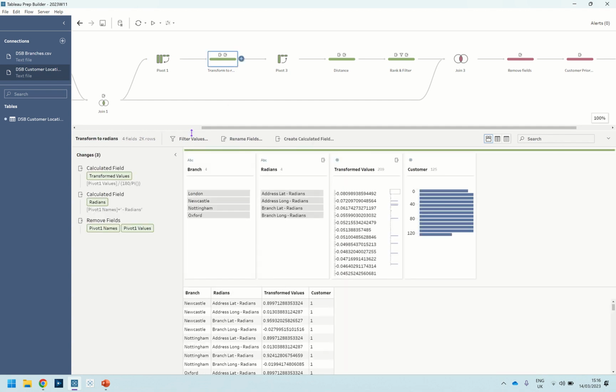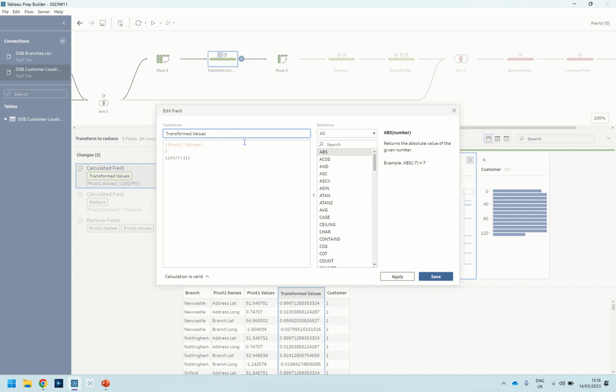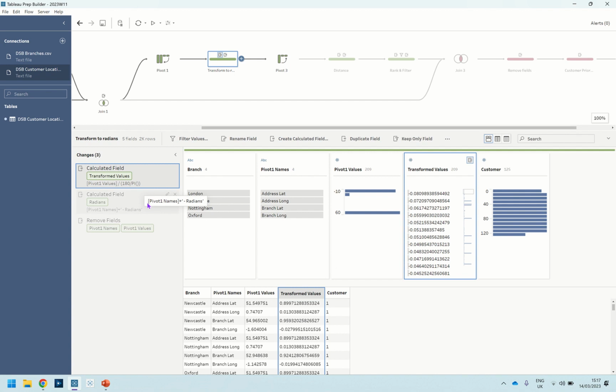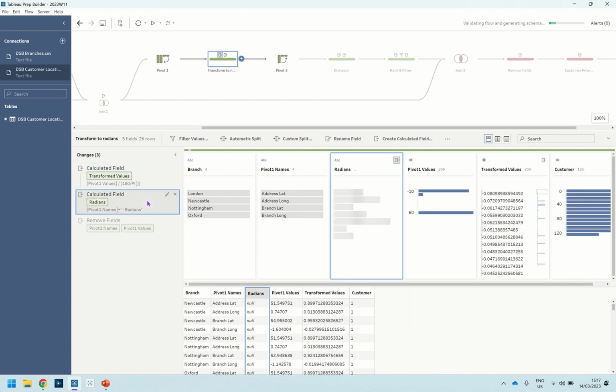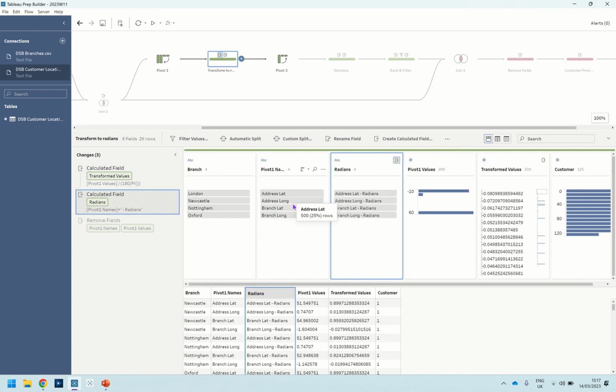And then write 1 calculation basically. So in the calculated field called transformed values, all I do is I divide my values that I pivoted by 180 divided by pi. I didn't know until recently that pi was in Tableau Prep, but there it is to work with, which is pretty cool. I also just renamed my field, so I created a new field called radians, just to have address lat and long with dash radians afterwards. So just a simple calculated field there.